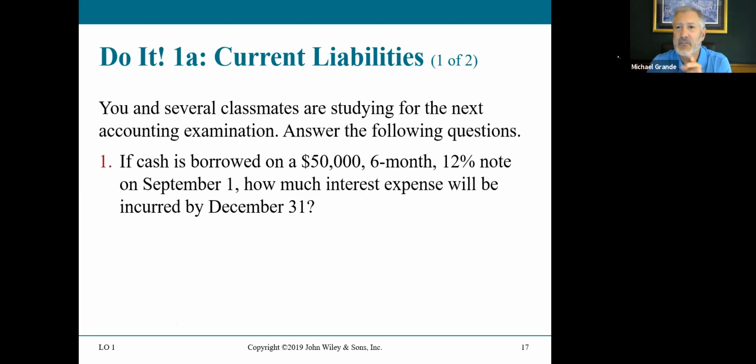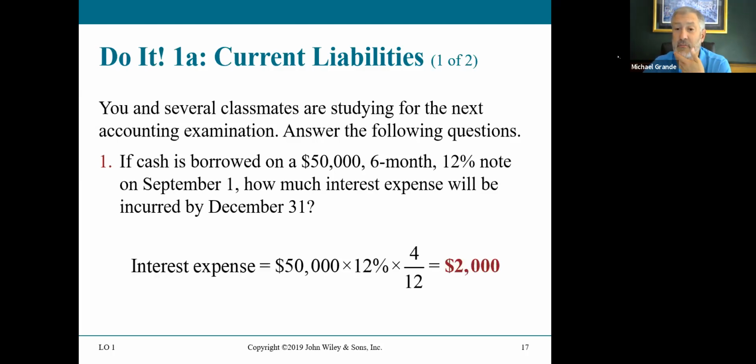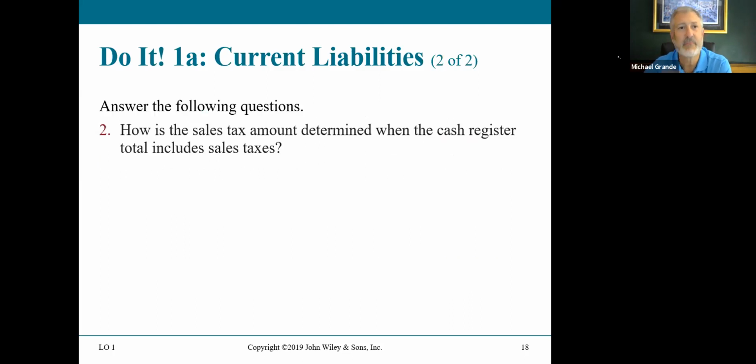You and several classmates are studying for the next accounting examination. Answer the following questions. If cash is borrowed on a $50,000 6-month 12% note on September 1, dates are important, how much interest expense will be incurred on December 31st? Principal times rate times time. Principal is $50,000. The annual interest rate is 12%, but that note is only outstanding for 4 months, September, October, November, and December, 4/12. Interest expense is $2,000.